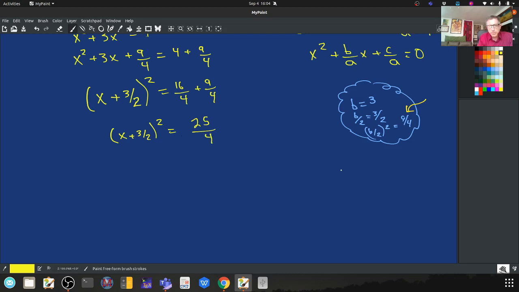The square root property says if x squared is equal to k, then x is equal to plus or minus the square root of k. So I'm going to take the square root of both sides. Taking the square root of x squared leaves x plus 3 halves, and it's equal to plus or minus the square root of 25/4.